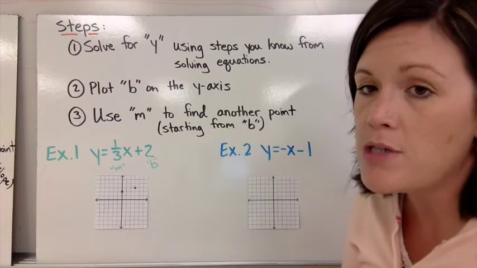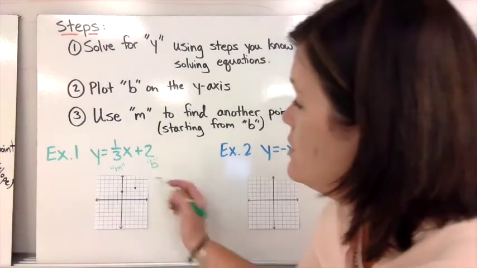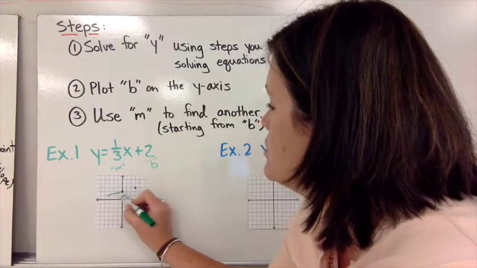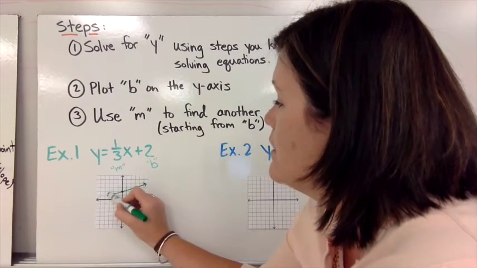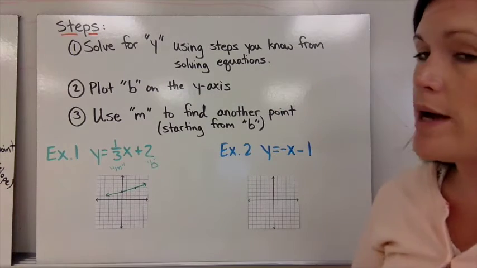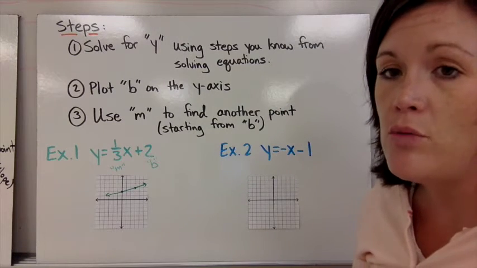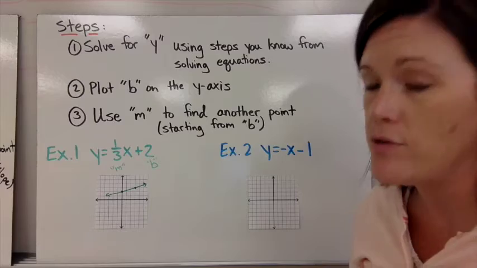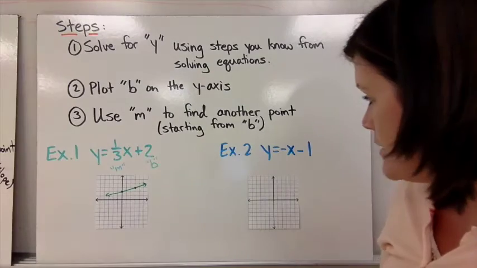Two points is all we have to graph a line. So I'm just going to sketch my line and I'm finished. If they give you y equals, it's pretty straightforward, and if they don't, we can always solve for y and then use these steps. Let's look at another example.